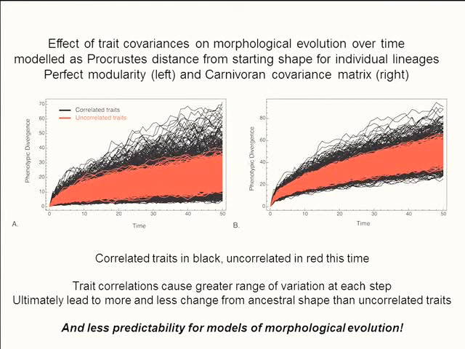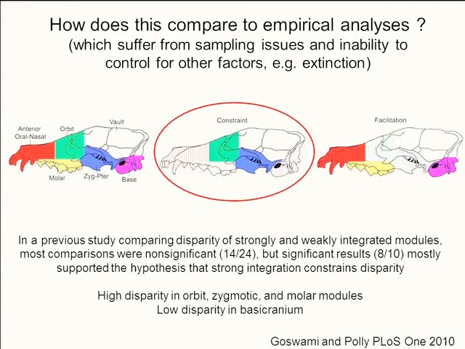So over time, while the mean morphology, or the mean phenotypic distance from the original starting point, is about the same, you have a much larger range in the correlated traits. And this can end up with things that look both far less disparate than your uncorrelated traits, but also much more disparate. So you have a much larger range when you have trait integration. I think this also means that models of morphological evolution that ignore these attributes are going to have quite a bit of difficulty accurately reconstructing trait evolution.